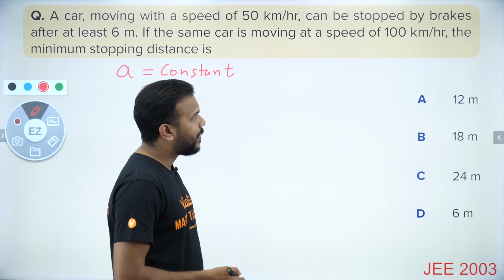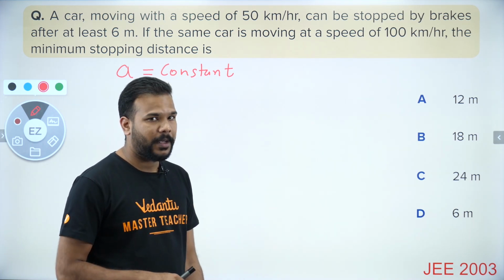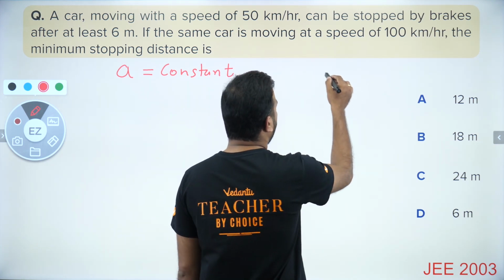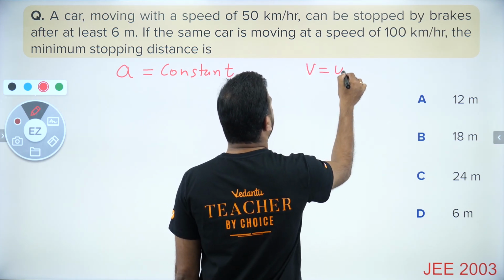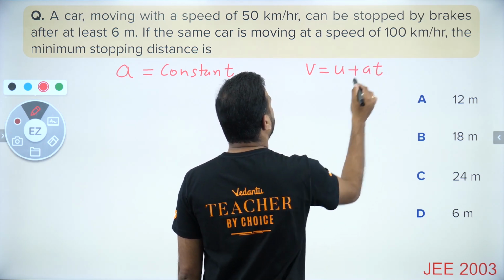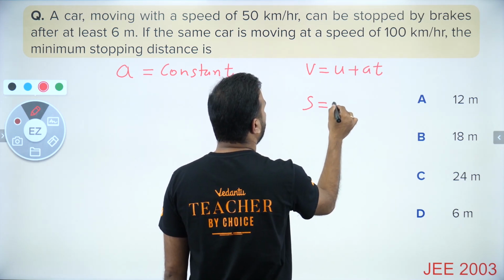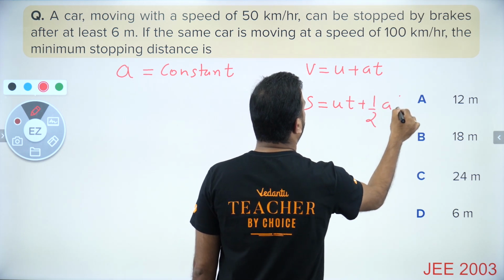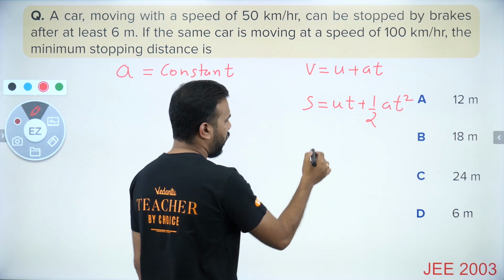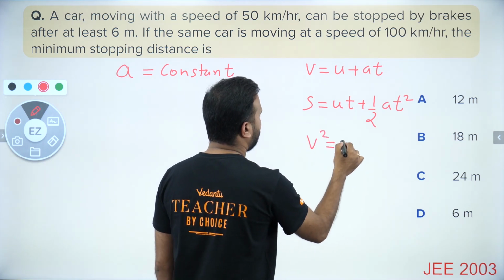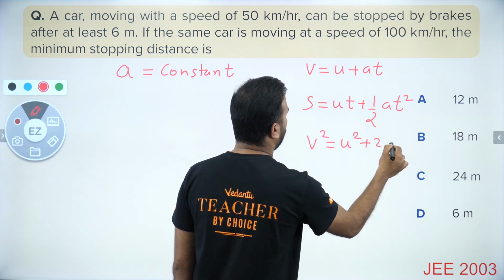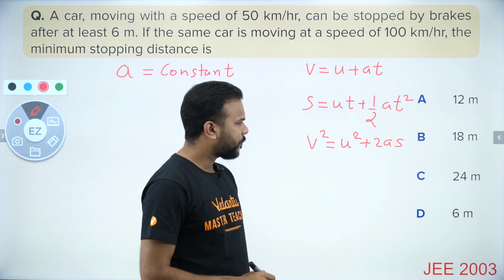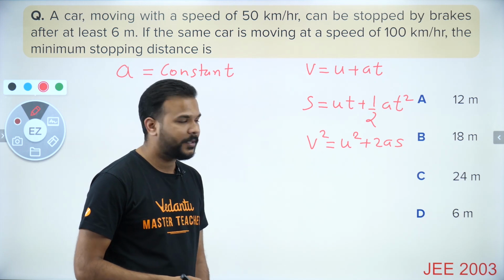Now, guys, you can see that in the question, nowhere has the time been mentioned. And there are 3 equations of motion which you guys are aware about. What are those equations? One is v = u + at. Second one is s = ut + (1/2)at². Yes or no? And the last one is v² = u² + 2as. I'm sure you guys are aware about these equations. Yes? Now tell me, which equation should I use?